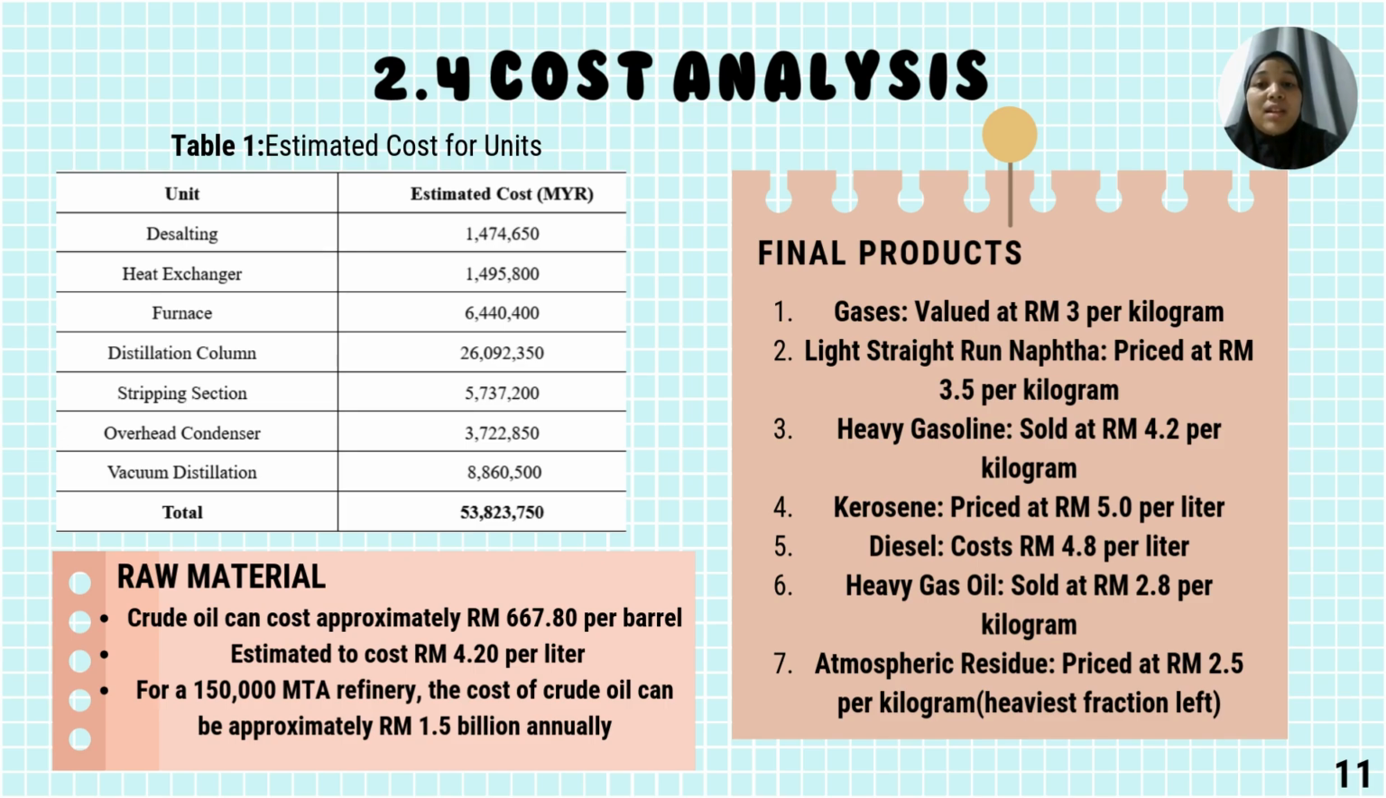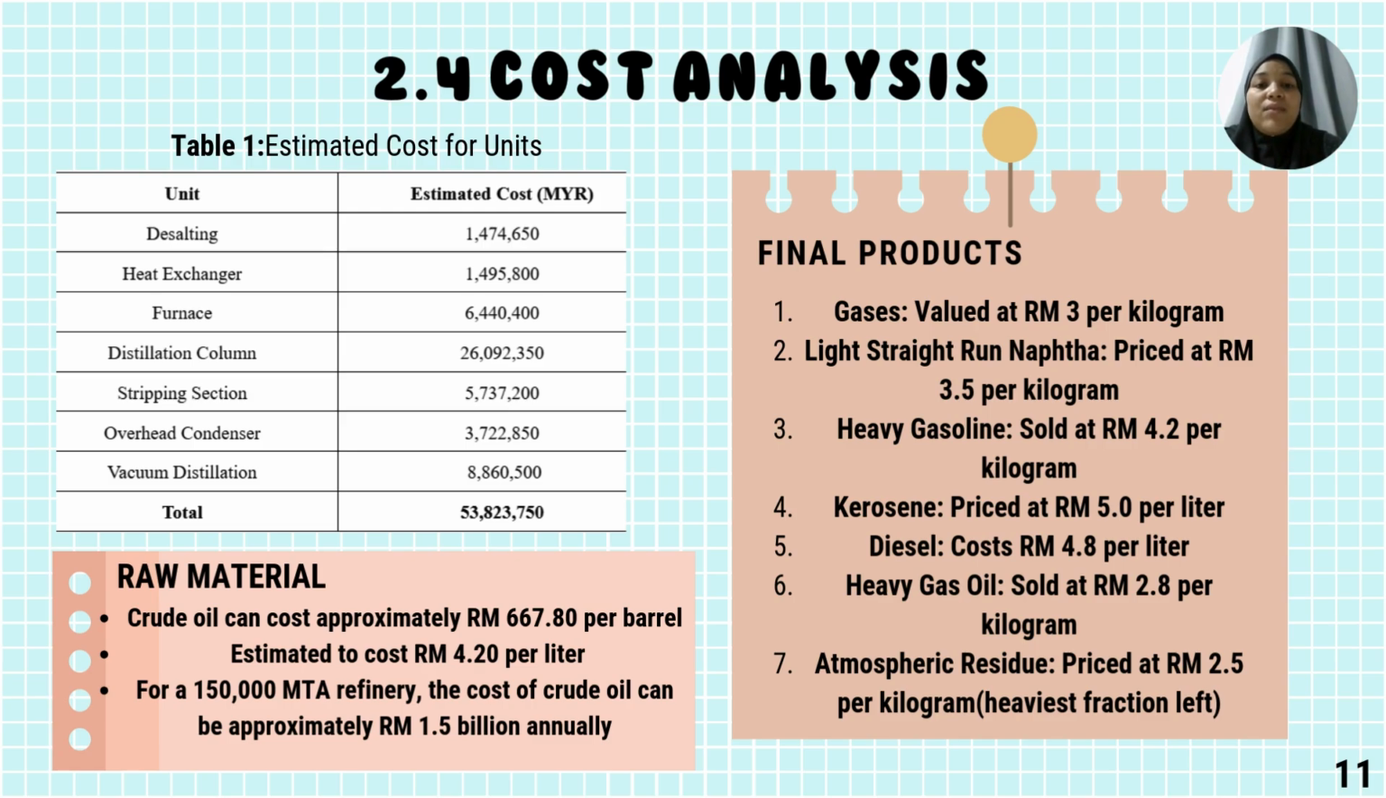And the final products are gases like methane and propane, straight run naphtha, heavy gasoline, kerosene, diesel, heavy gas oil, and atmospheric gas residue. So for cost analysis, there are estimated costs for units, raw material, and final products. Table 1 shows the estimated cost for units. There is the cost for every unit involved, and the total is 53,823,750 billion.